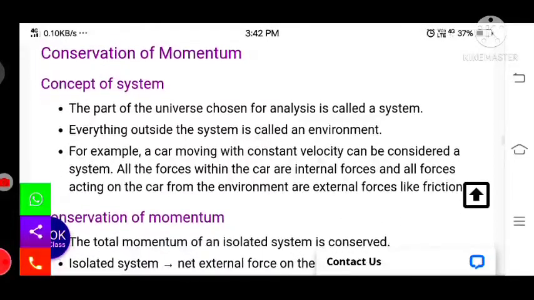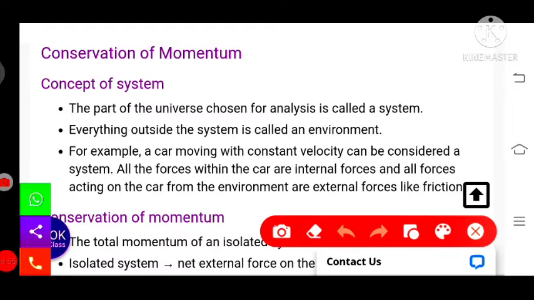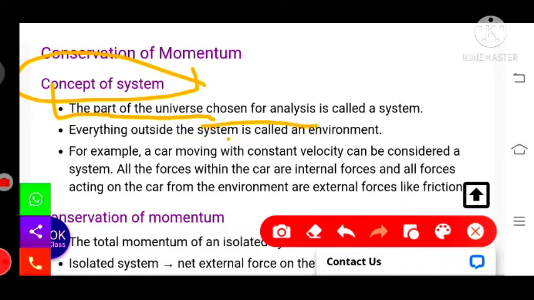So, conservation of momentum. Now we come to conservation of momentum. Concept of system. What is the concept of a system? The part of the universe chosen for analyzing is called a system.